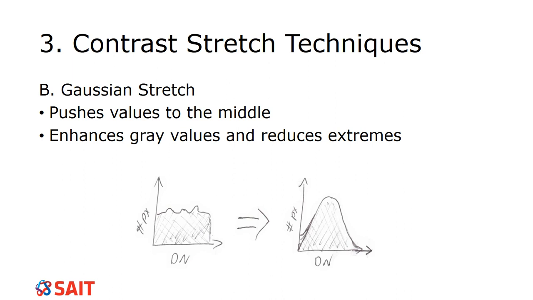Sometimes we'll do this for very high contrasty images. So there's just a lot going on. It's what we call high spatial frequency. So it's just so much going on, and it's just too much. We will actually apply a Gaussian stretch to kind of even it out a little bit and make it easier to look at.